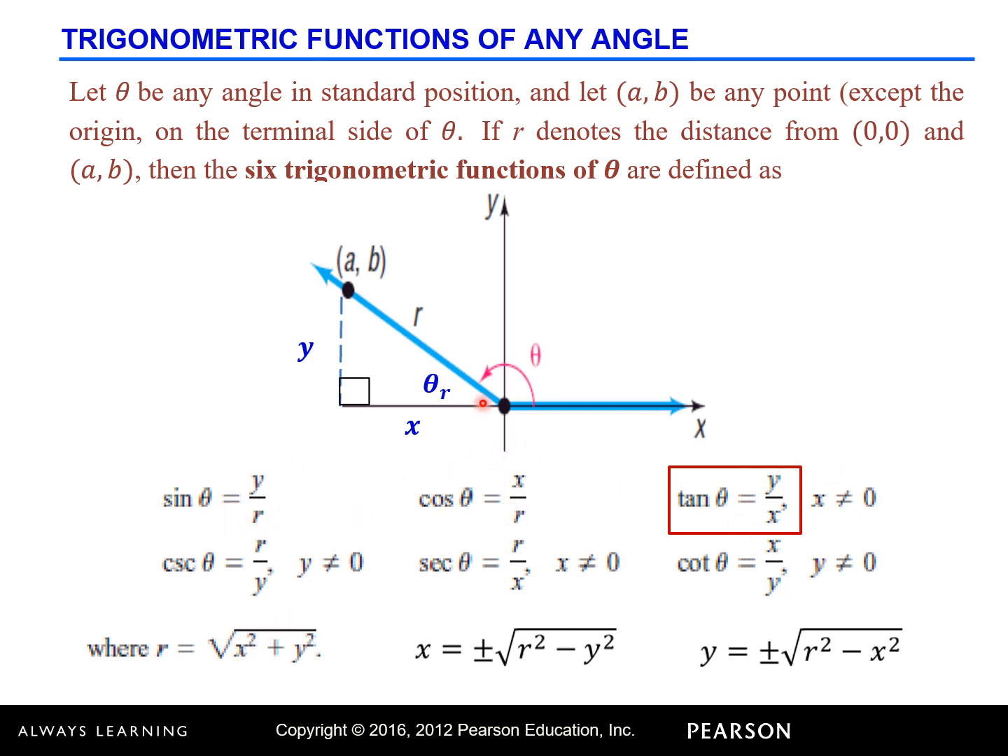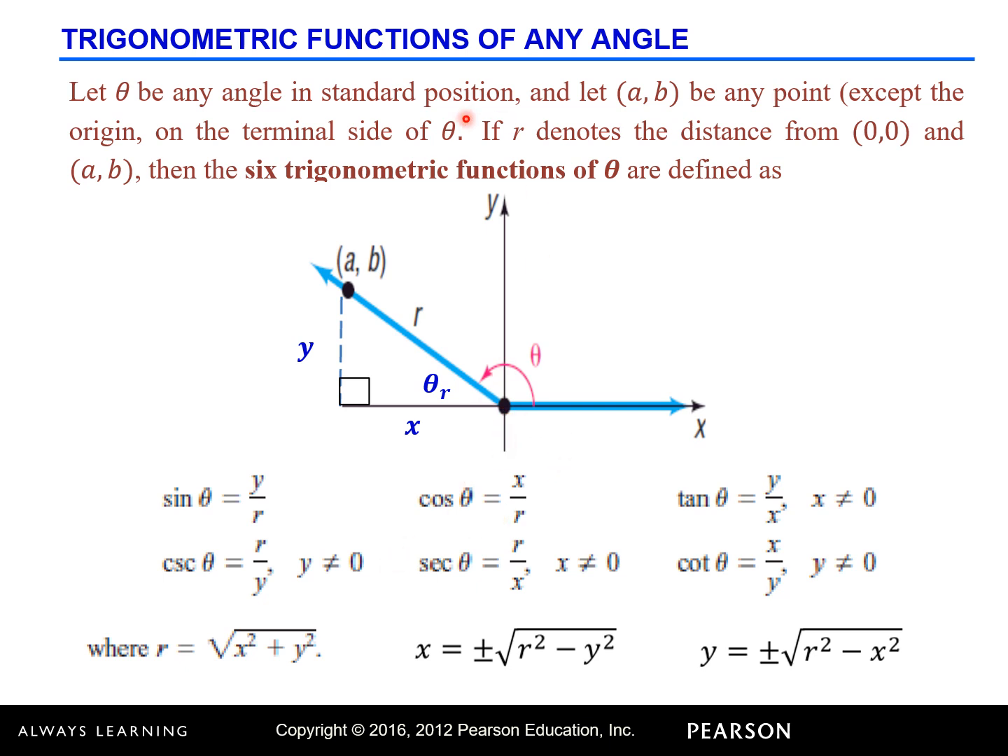And as you can see here, since r is the hypotenuse, r is always positive. But x and y can be either positive or negative, since x and y depend on the position of the angle theta. If the angle theta is in quadrant 2, x is negative and y is positive. If the angle theta is in quadrant 3, both x and y are negative. But if the angle theta is in quadrant 4, x is positive and y is negative.